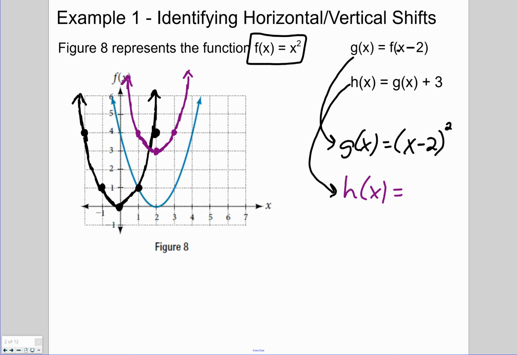So my answer for h of x is going to be x minus 2 squared, right? I still have that, but now what comes after it? Plus 3. Because we moved g of x 3 units up.